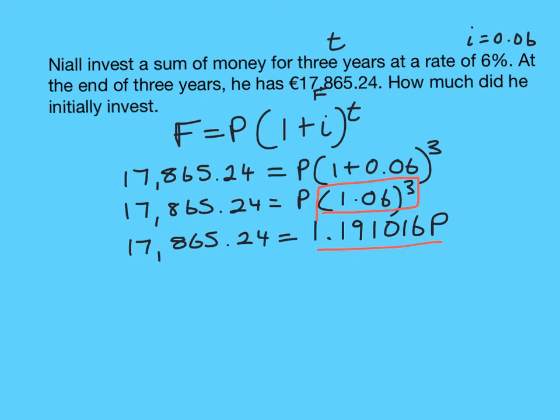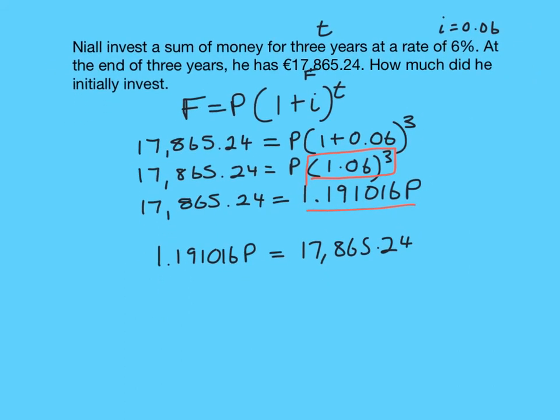Now, the last thing I can do here is that this looks very similar to what we would have done in algebra, so I'm just going to flip it around so you can see it a little bit better. 1.191016 P equals 17,865.24, and you'll remember this from algebra, where we can just divide both sides. Whatever number is in front of the variable, and in this case the variable is P, I can just divide both sides by it to get P by itself.